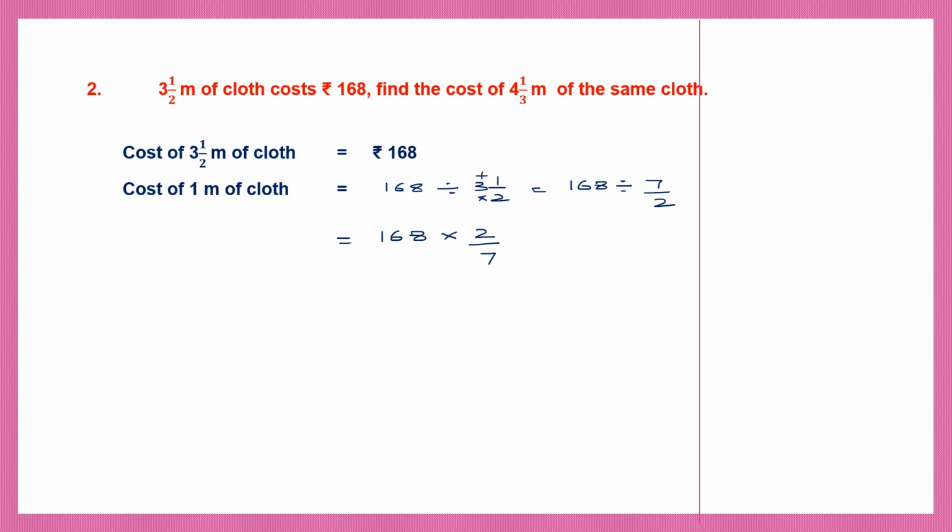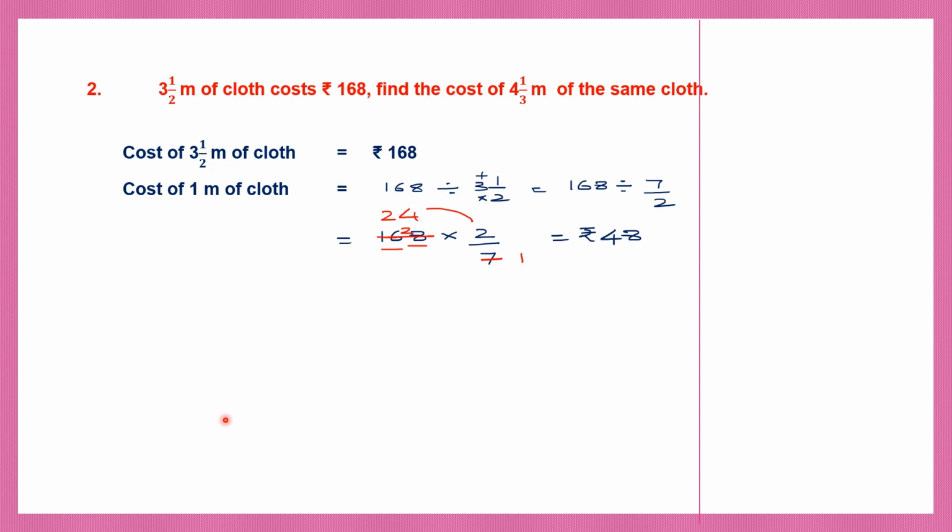Now let's cancel. We can cancel 7 and 168 both by 7. So let's cancel 7 first. So 7 ones are 7. Now 168, let's take 16 first. 7 twos are 14. Now after 14, 15, 16, there is 2 left. So now the number is 28. 7 fours are 28. So this one is cancelled. We've got 24. Now we can multiply 24 into 2, which is 48. So we have found the cost of 1 meter of cloth, that is 48 rupees.